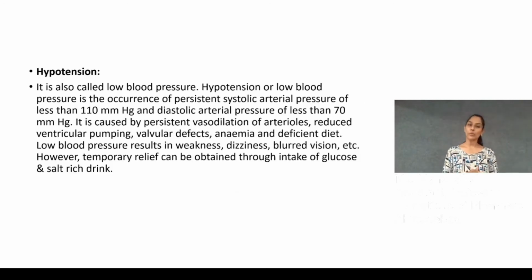The next is hypotension, that is, low blood pressure. It is the occurrence of persistent systolic pressure of less than 110 mmHg and diastolic arterial pressure of less than 70 mmHg. It is caused by persistent vasodilatation of arterioles, reduced ventricular pumping, vascular defects, anemia, and deficient diet. Low blood pressure results in weakness, dizziness, and blurred vision. However, temporary relief can be obtained through intake of glucose and salt.